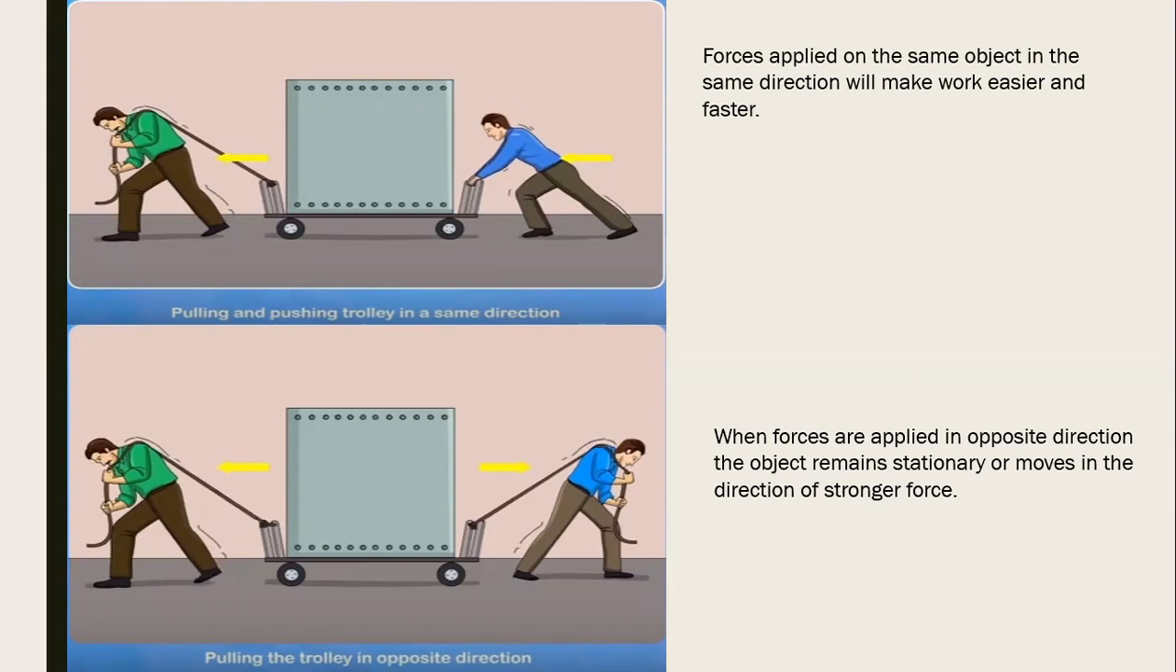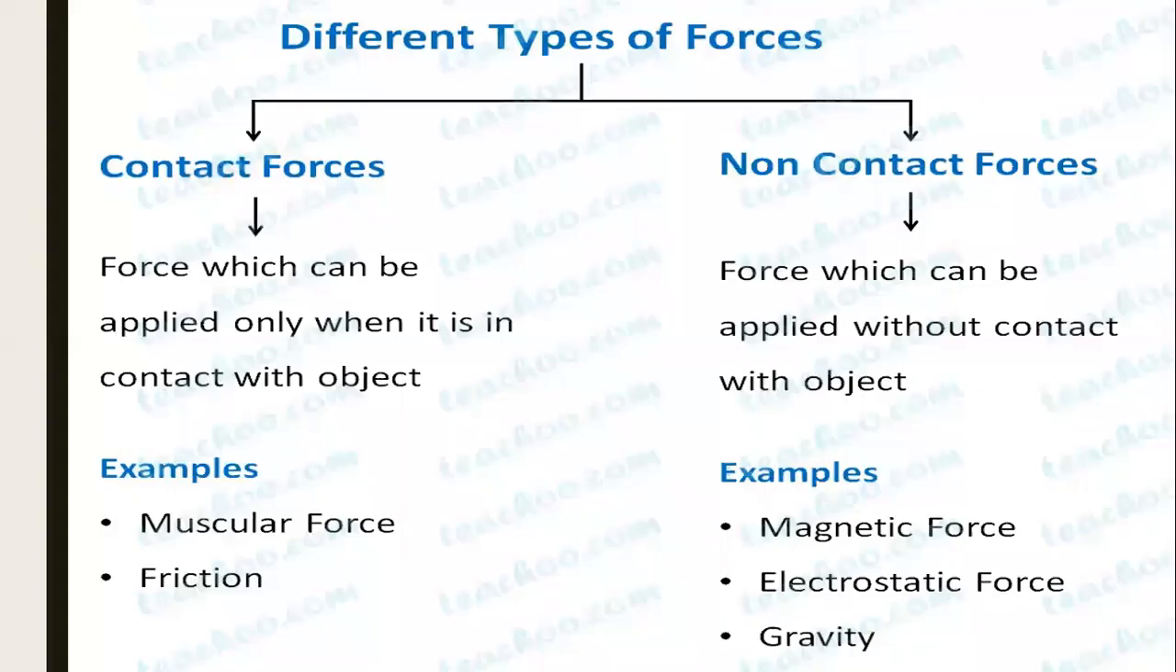The game of tug of war is based on this principle. The team which can apply more force wins the game as they overcome the force applied by the weaker team. Different types of forces. There are two types of forces, namely contact forces and non-contact forces.